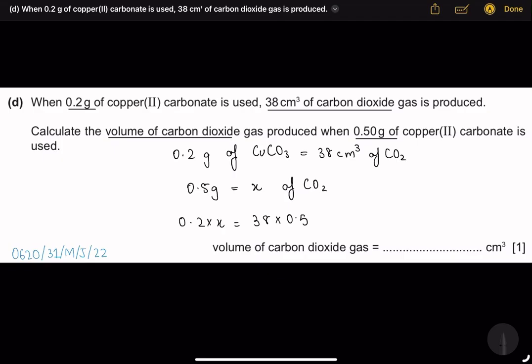So when we solve this, 38 times 0.5 is 19, divided by 0.2 is equal to 95. So we'll get 95 cm cube of carbon dioxide gas when we use 0.5 gram of copper carbonate.